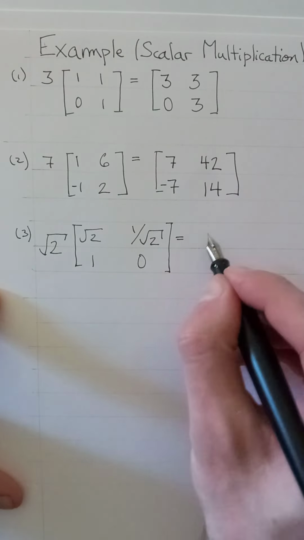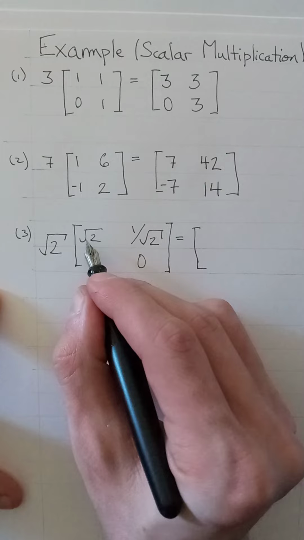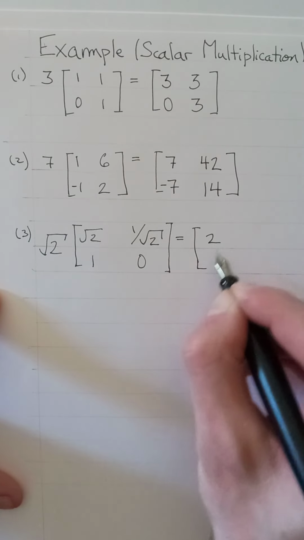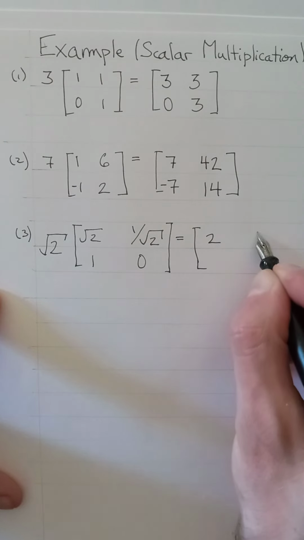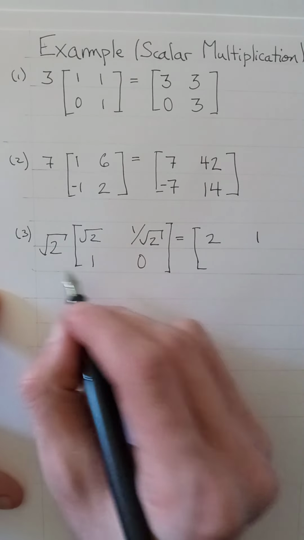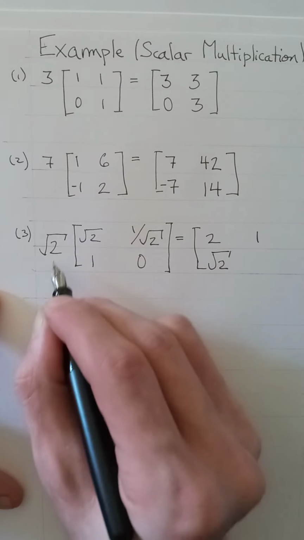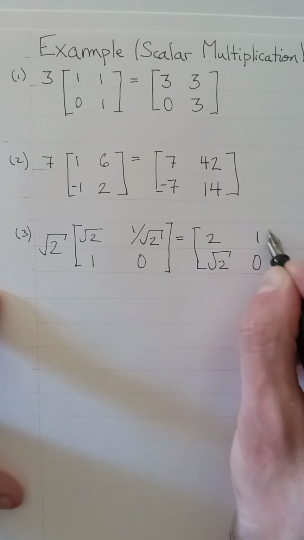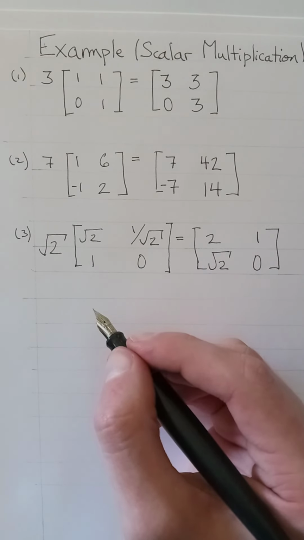And this can be any number with scalar multiplication. So the square root of 2 times this matrix gives us a matrix. Square root of 2 squared is 2. Square root of 2 times 1 over square root of 2 is 1. Square root of 2 times 1 is square root of 2. Square root of 2 times 0 is 0. So that is the last example.